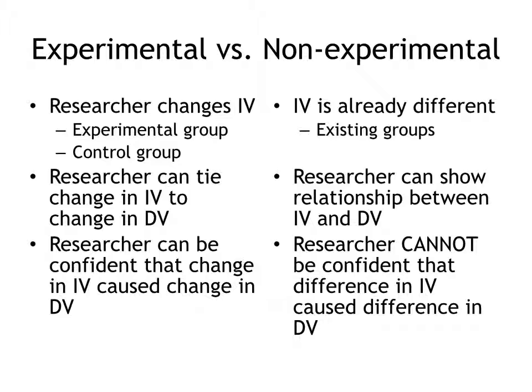Now, on the right-hand side of this screen is the non-experimental descriptions. So what we do most often in research for education is that we take existing groups of kids or subjects. So the independent variable is already different in these groups. And then what we can show is we can show a relationship. We can describe a relationship between the independent variable and the dependent variable.